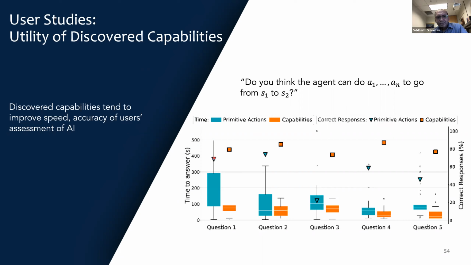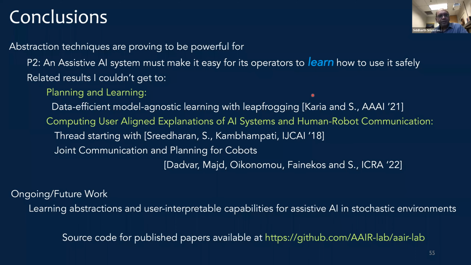And these boxes and triangles here are representing how accurate the responses were. So you can see that using capabilities, users were uniformly able to answer queries about what the agent can and can't do more efficiently using the capabilities that we discovered. And one interesting thing here is we didn't have to train the agents on this vocabulary or anything. We just assumed normal English. That works fine. So I want to stop here.